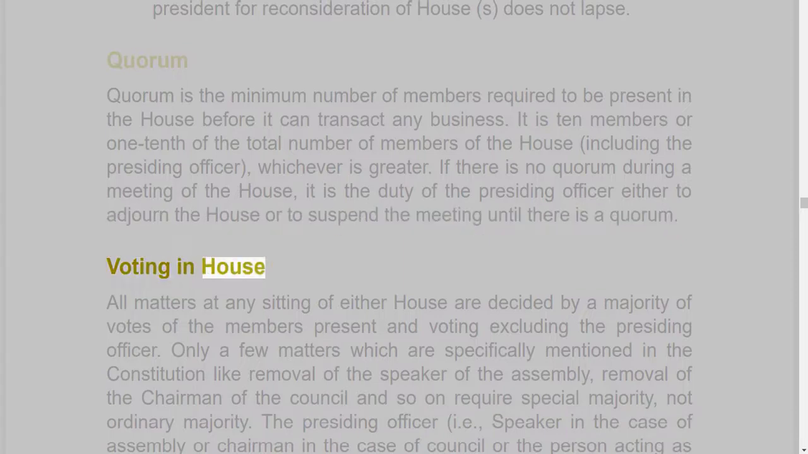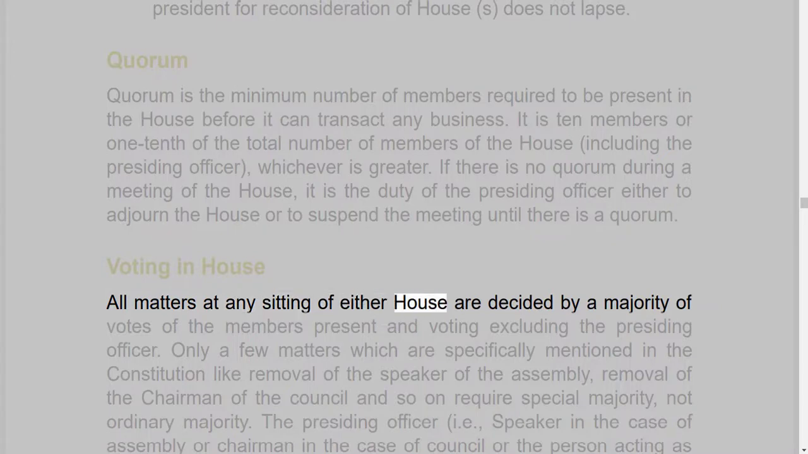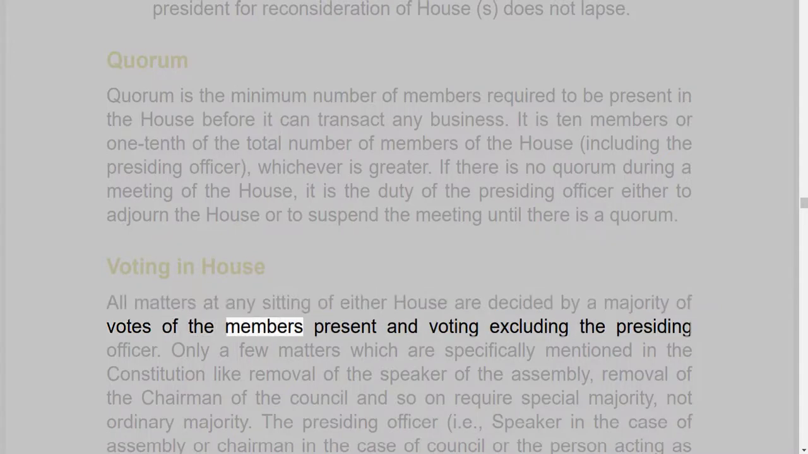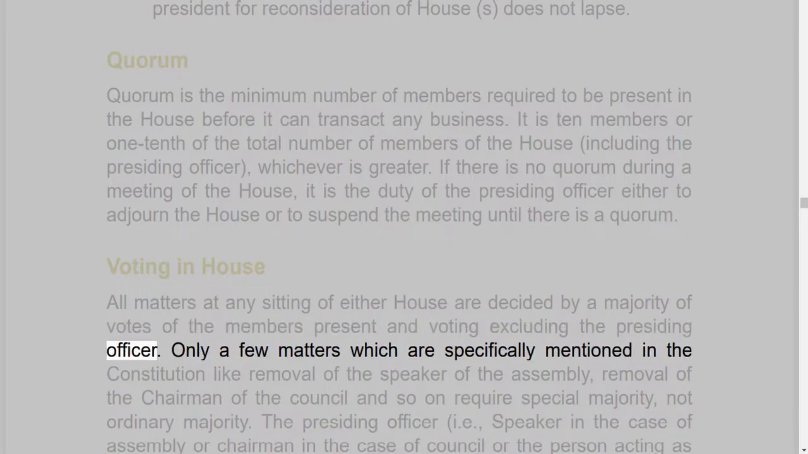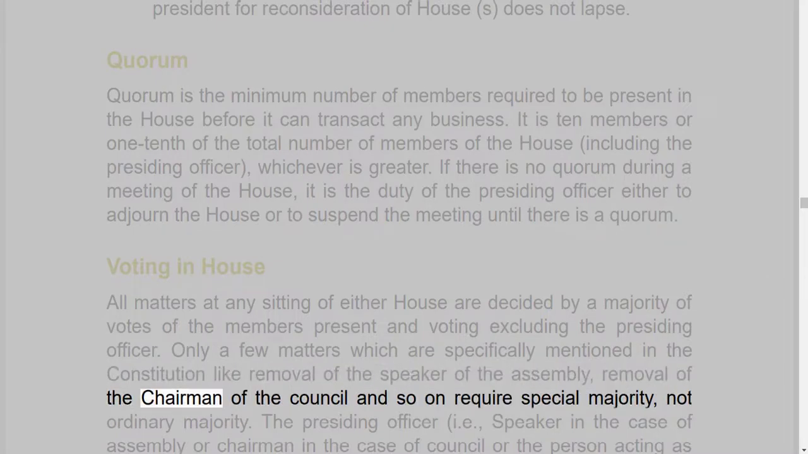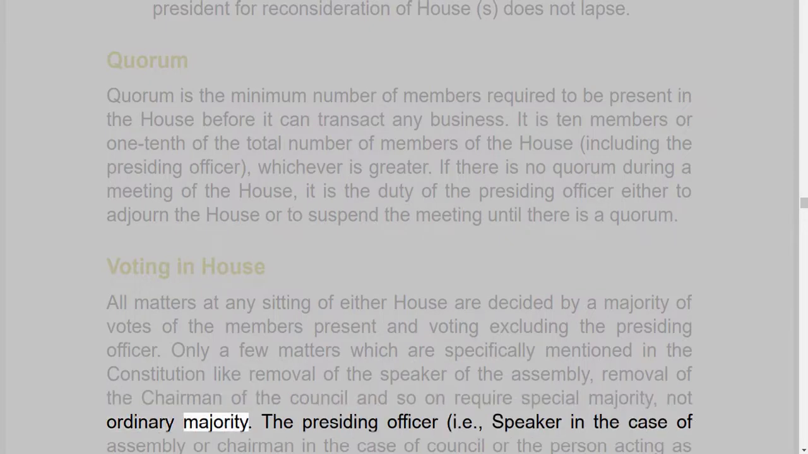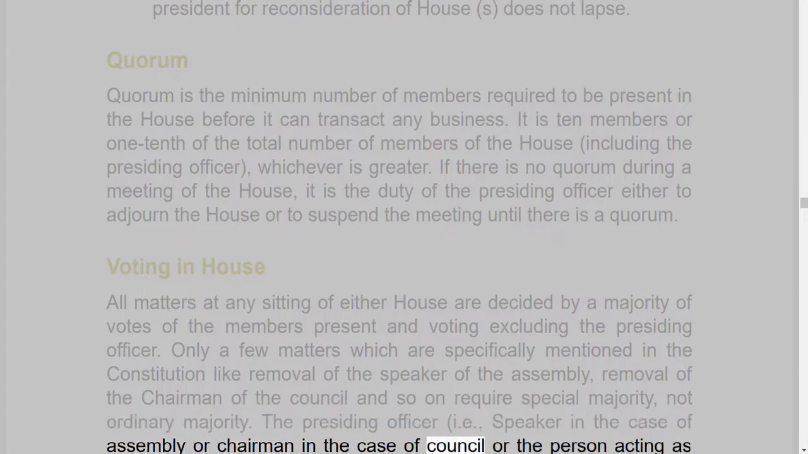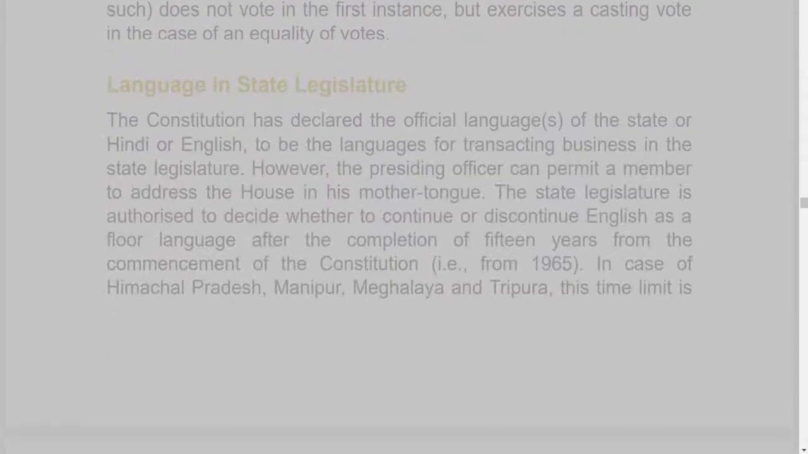Voting in House. All matters at any sitting of either House are decided by a majority of votes of the members present and voting, excluding the presiding officer. Only a few matters which are specifically mentioned in the Constitution, like removal of the Speaker of the Assembly, removal of the Chairman of the Council and so on, require special majority, not ordinary majority. The presiding officer, i.e., Speaker in the case of Assembly or Chairman in the case of Council, or the person acting as such, does not vote in the first instance, but exercises a casting vote in the case of an equality of votes.